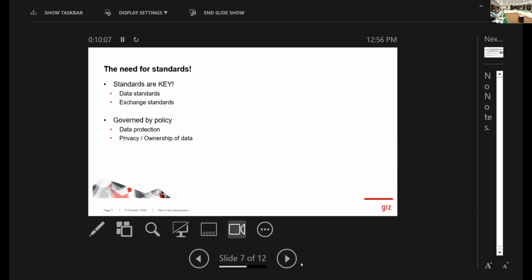And these standards, and this is really key. So defining these standards and agreeing on them is not an IT issue. This is not an IT problem. This is really a policy issue. So the standards, what we need to exchange, in what standards should these data be stored, how should they be exchanged, it should be governed by policy. So it should have data protection inbuilt. You need to think of privacy, who owns the data, what is allowed to be shared, who gives permission for sharing.